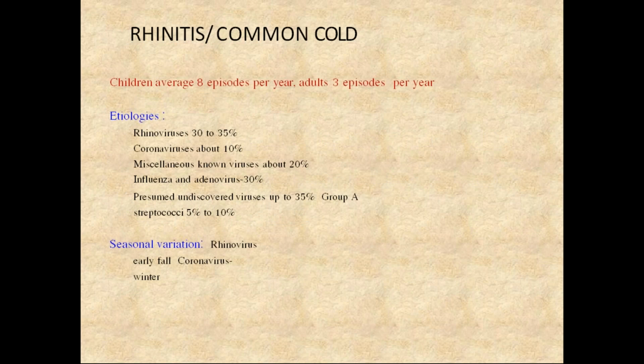Next, common cold. Common cold is commonly known as rhinitis, mainly caused by viruses. Which viruses? Mainly paramyxoviruses and influenza virus. Children average 8 episodes per year, whereas adults have 3 episodes per year. The various agents which cause common cold are: first, rhinovirus, which accounts for about 30 to 35%. Next, coronavirus 10%. Other viruses such as paramyxoviruses 20%. Influenza and adenovirus 30%. Streptococci 5 to 10%.